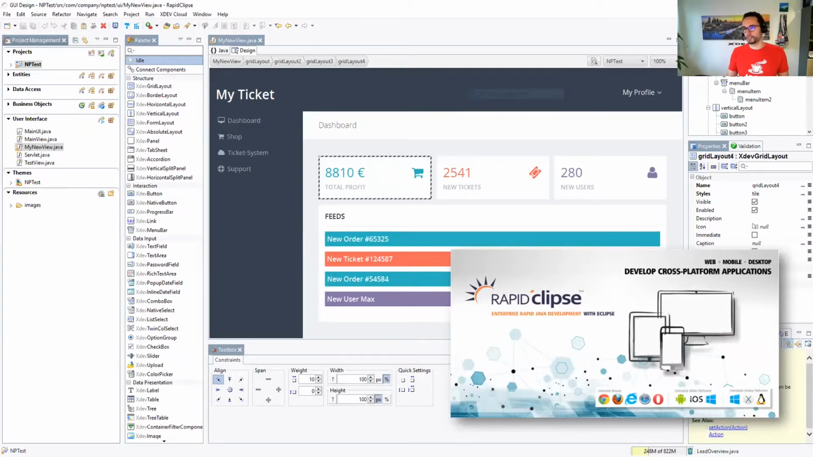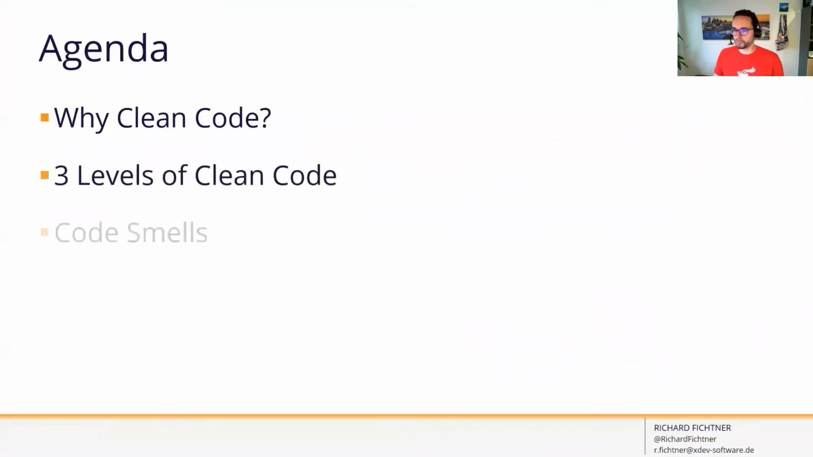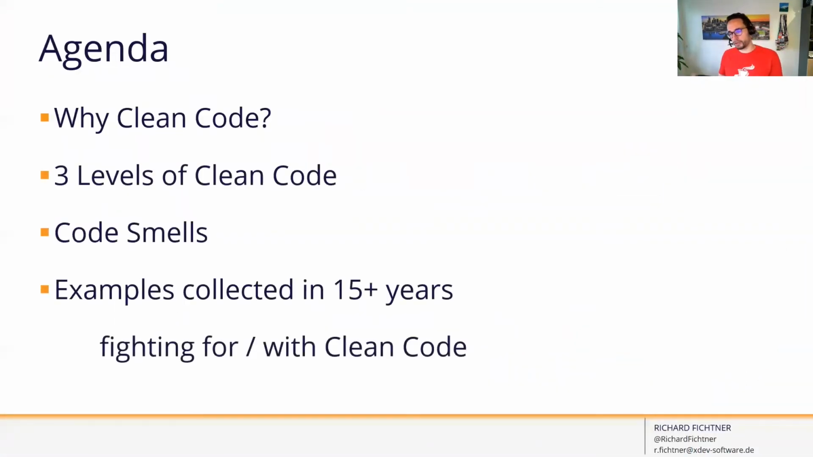And this is how we learned a lot of things about clean code. So I'm going to be talking about why you want to use clean code. This is a little section for your manager that helps you get clean code going and get time for clean code. Then I will talk about three levels of clean code, code smells, and then I'll be sharing some funny stories about 15 years plus in the fight for clean code or with clean code. Either way, you want to have it.